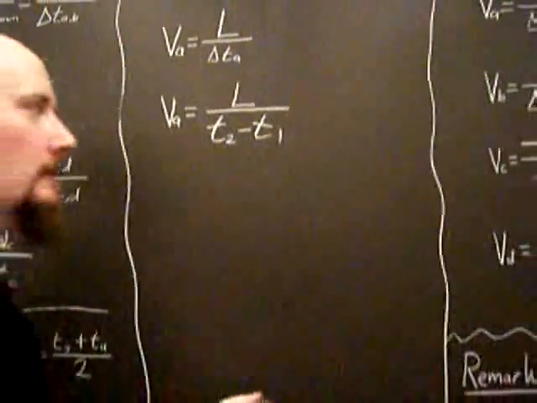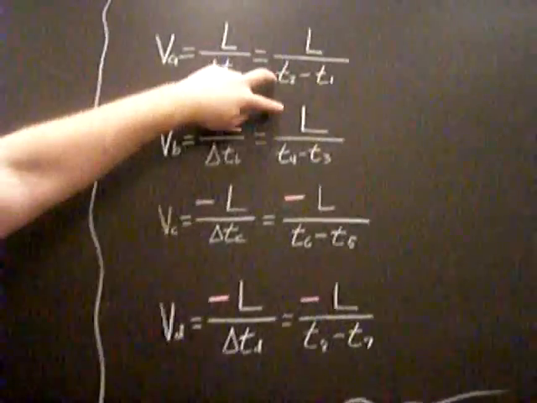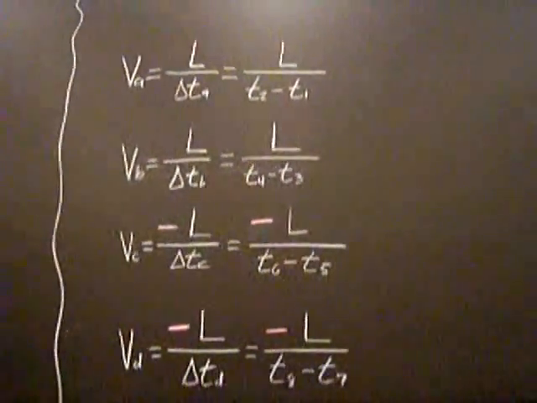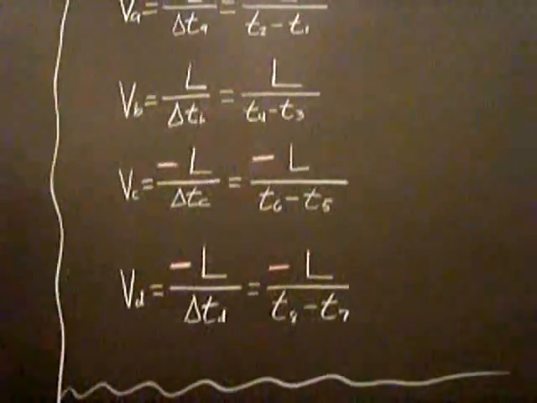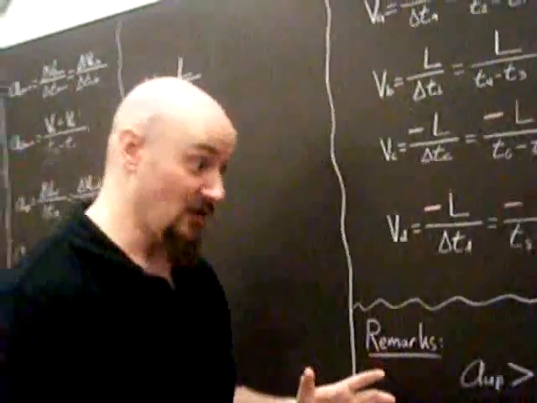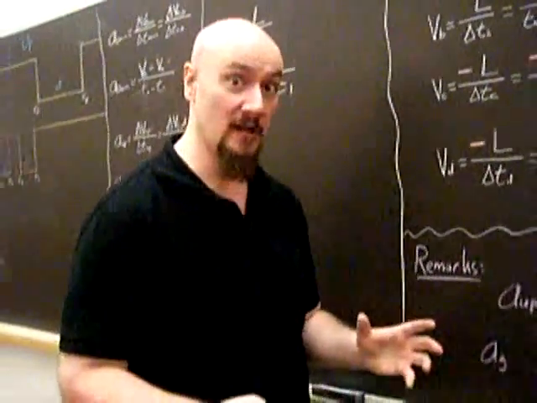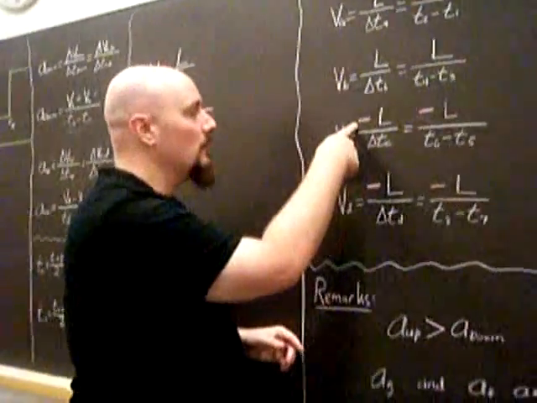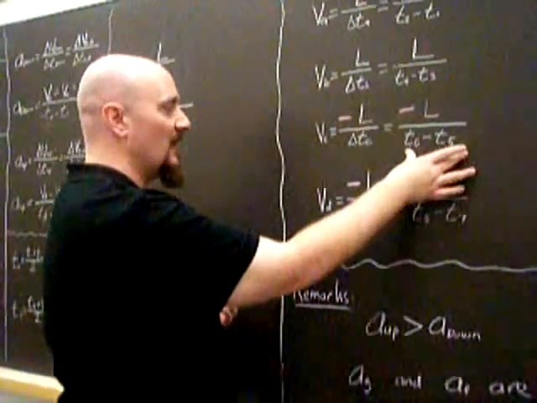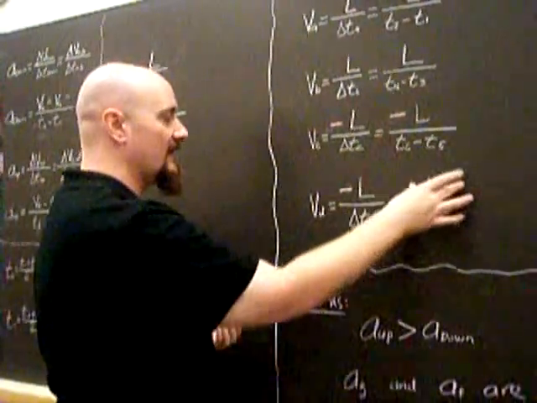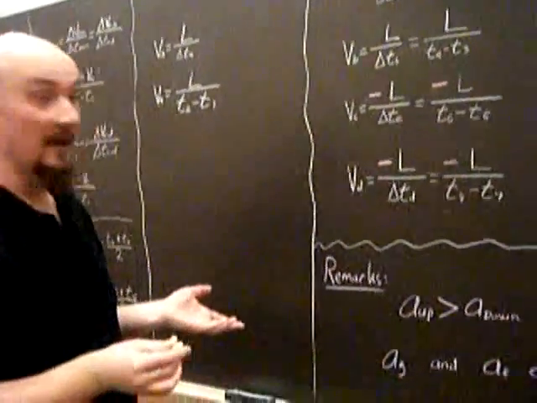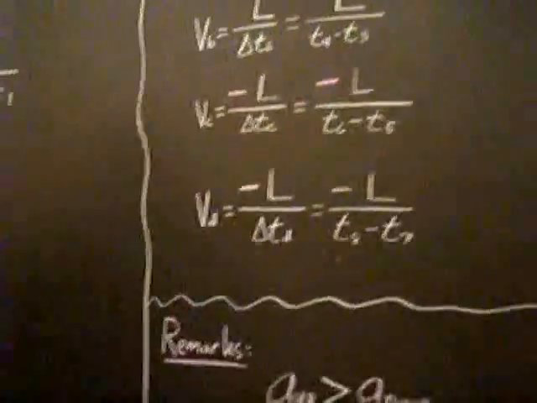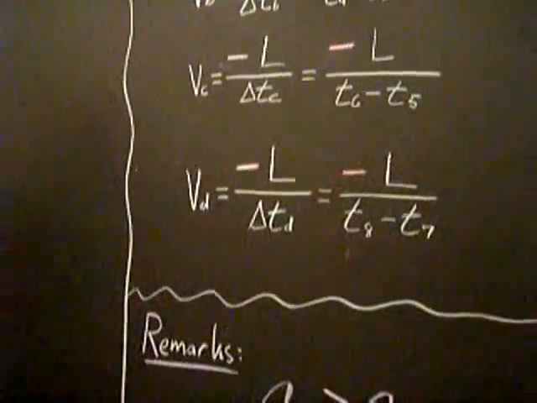VB is very similar. The length of the glider divided by T4 minus T3. Now, VC and VD, we have to be careful here because the direction has changed. And because the direction has changed, we need to stick a minus sign here. So minus L over the change in time for VC, and then minus L over the change in time for VD. And that's the data. You take these and plug them in here, you get your A up, your A down, and from those you find AG and AF.